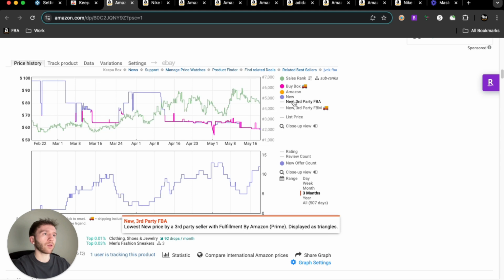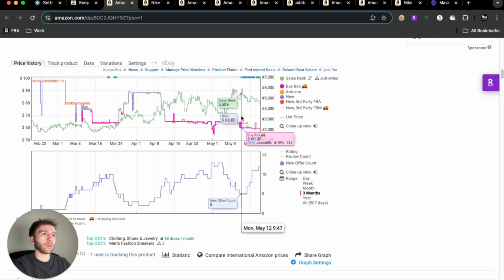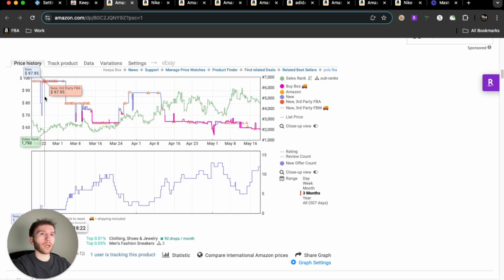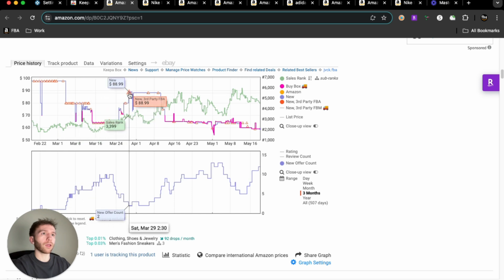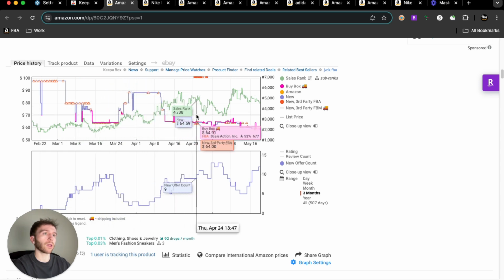And then the same goes for the new third-party FBA, which is just price changes in the offers. And those are going to be these orange triangles here. Again, most of the time they do line up. Sometimes they won't, but when you're looking for consistency in pricing, you're going to want them to line up.